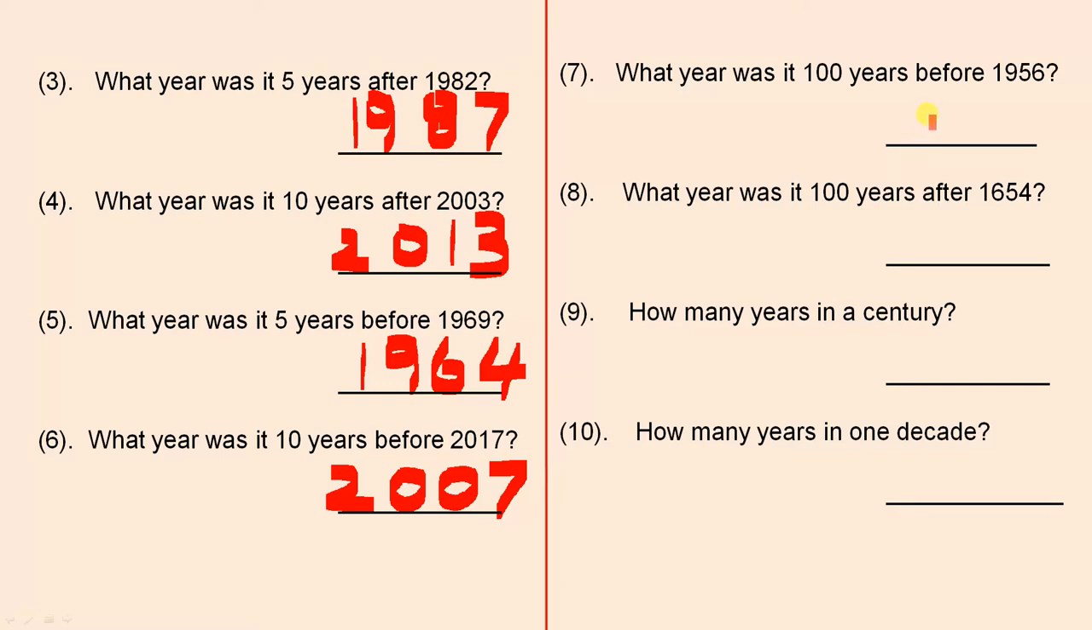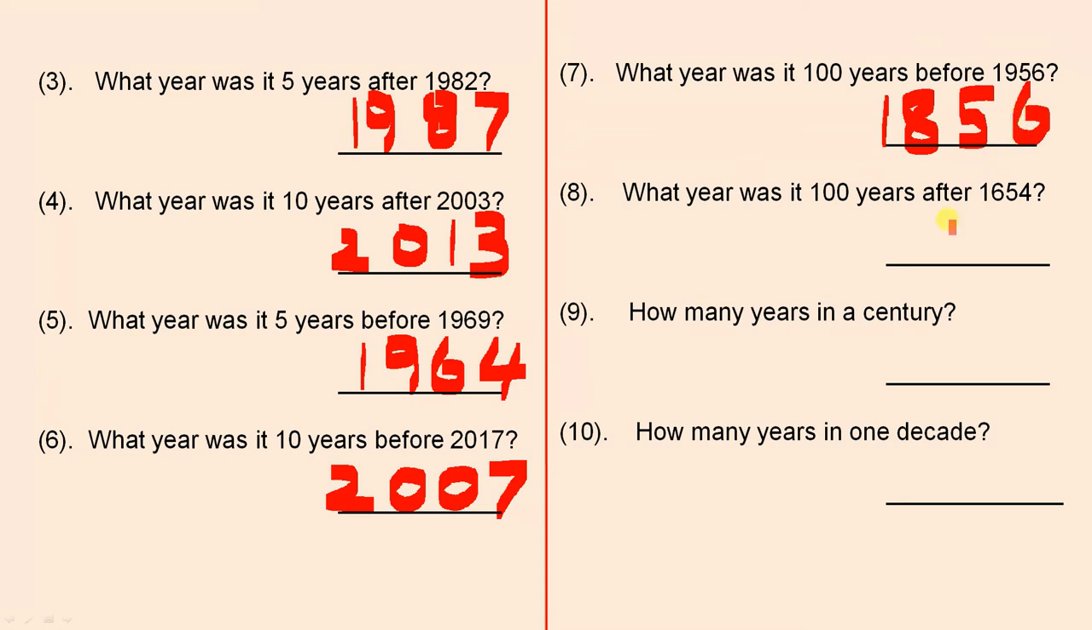What year was it 100 years before 1956? So we're going to go back 100 years now. We take 1956, go back exactly 100 years. In fact, that's the century before, so it's 1856. That's a long time ago.